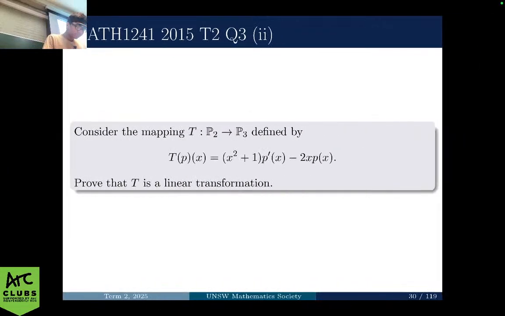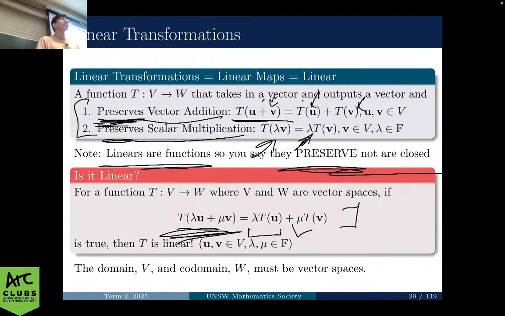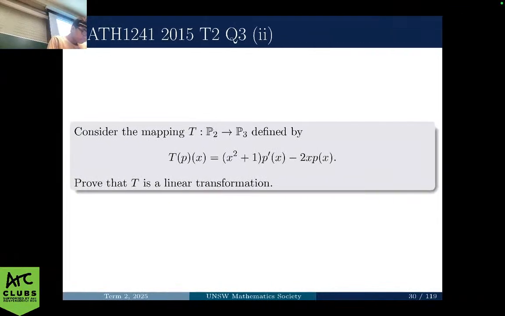I've not introduced anything new here, it's just a lot of the same stuff from earlier. So, let's start using it. Consider the mapping P2 to P3, defined by this mess. I want to prove that it is a linear transformation. Well, let's go one by one. So first, I want to prove that it preserves vector addition. So to do that, I will create a new page.